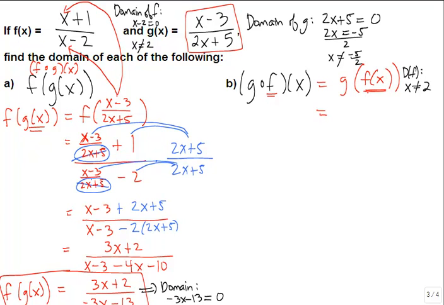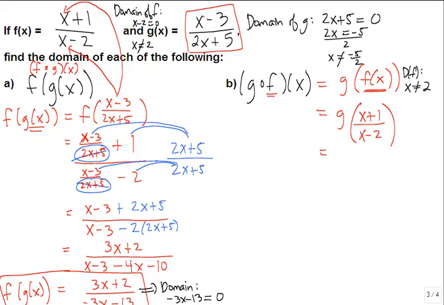So the way that this composition works is first you need to use f's rule. Well, what's f's rule? f's rule is x plus 1 over x minus 2. That's what f of x equals. Now that we know what f of x is, we're going to plug that into g. Now this is the tricky part. So you look at g, and g is a whole other fraction. According to g's rule, you take whatever the input is, subtract 3, and then divide that by 2 times whatever the input is plus 5.